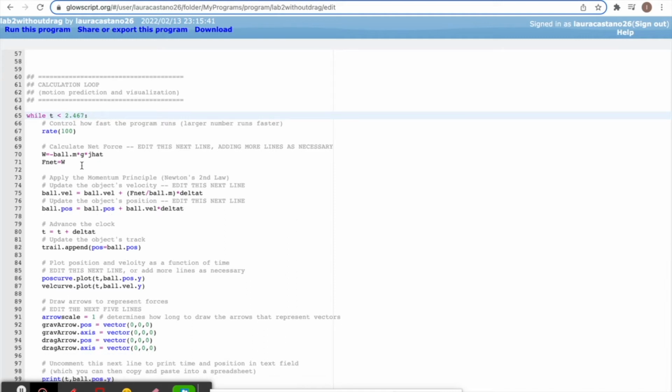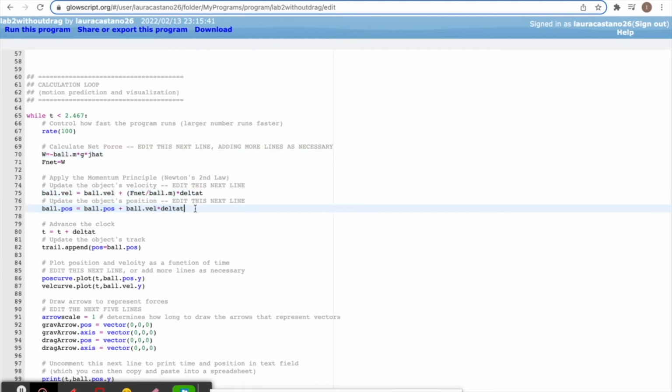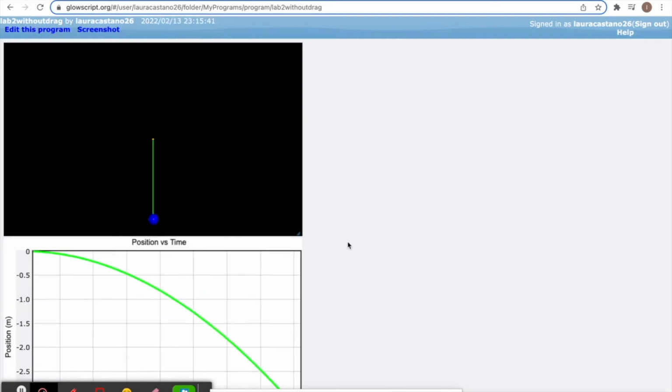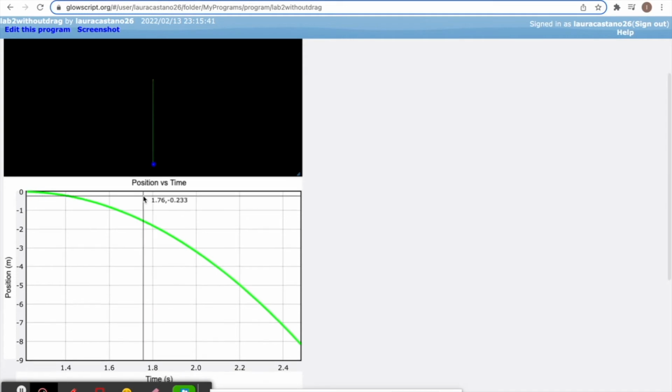Because we're only considering the weight force, or the gravitational force, the F net is equal to the weight force. And the weight force in this case is the ball's mass times the gravitational constant times the unit vector. And here I also put Newton's second law in the position formula. So as we run this program, we can see that it follows a similar path as the original video, and the position versus time graph is also a downward sloping graph.